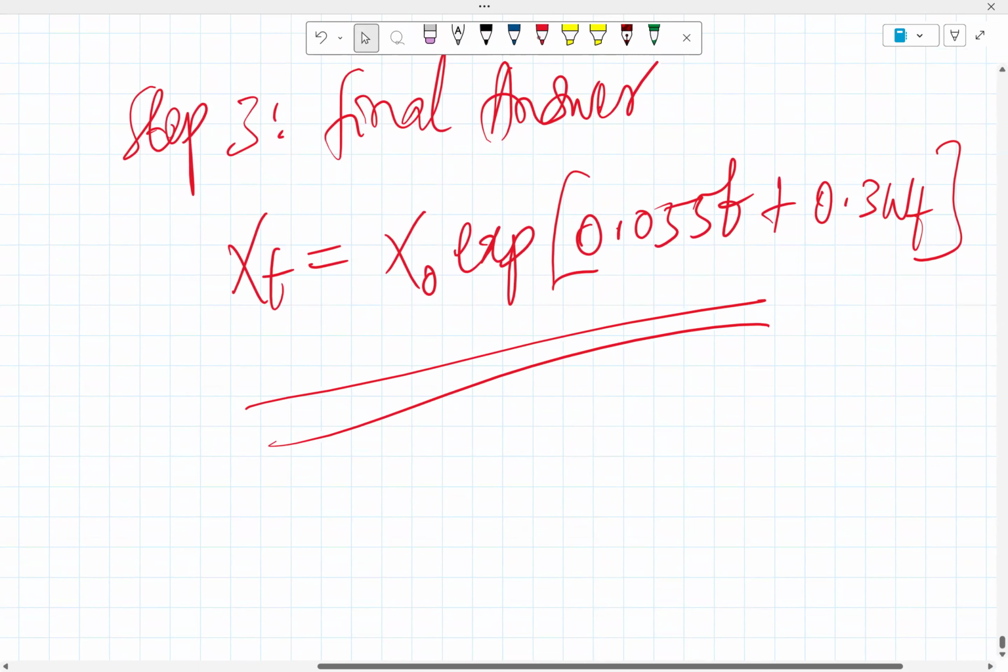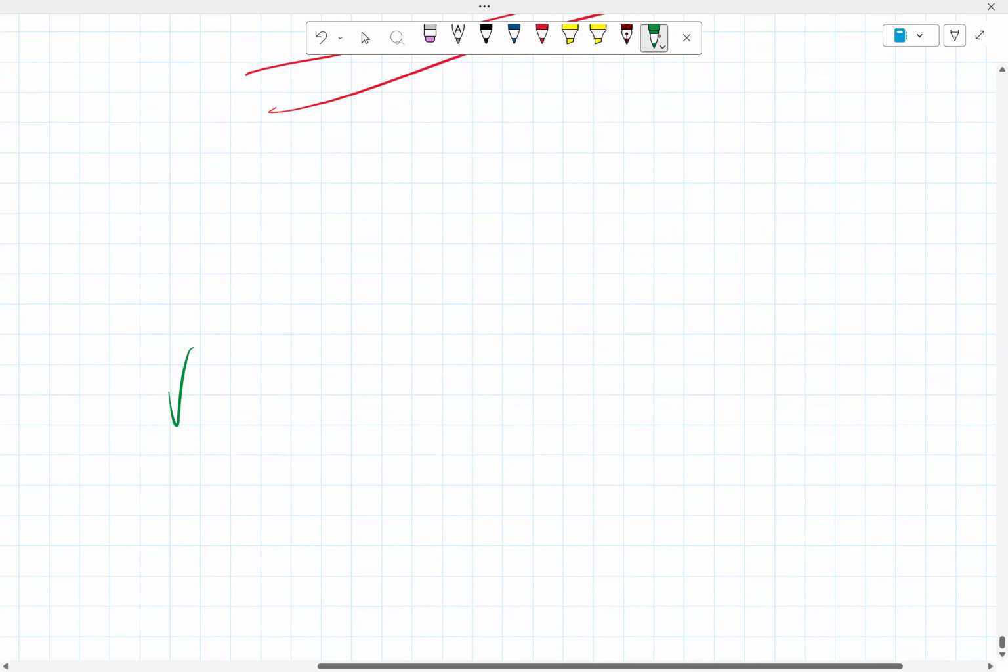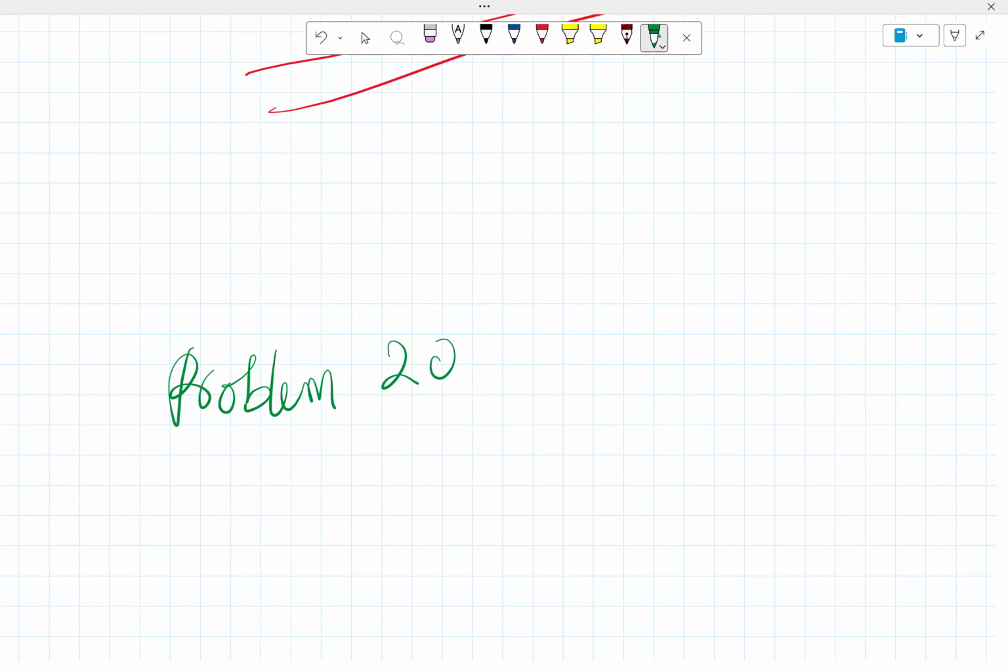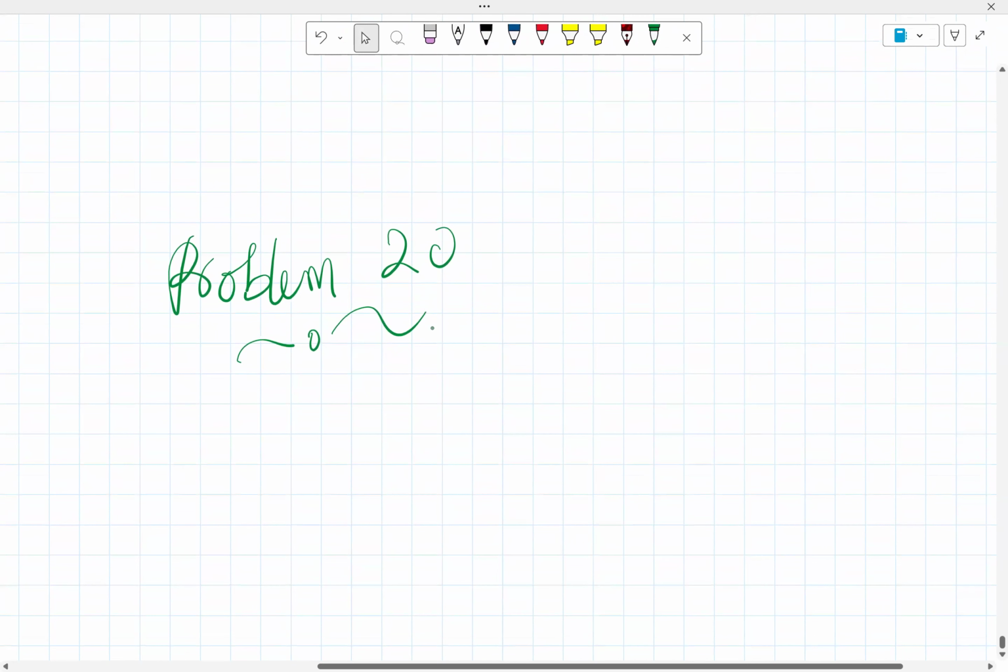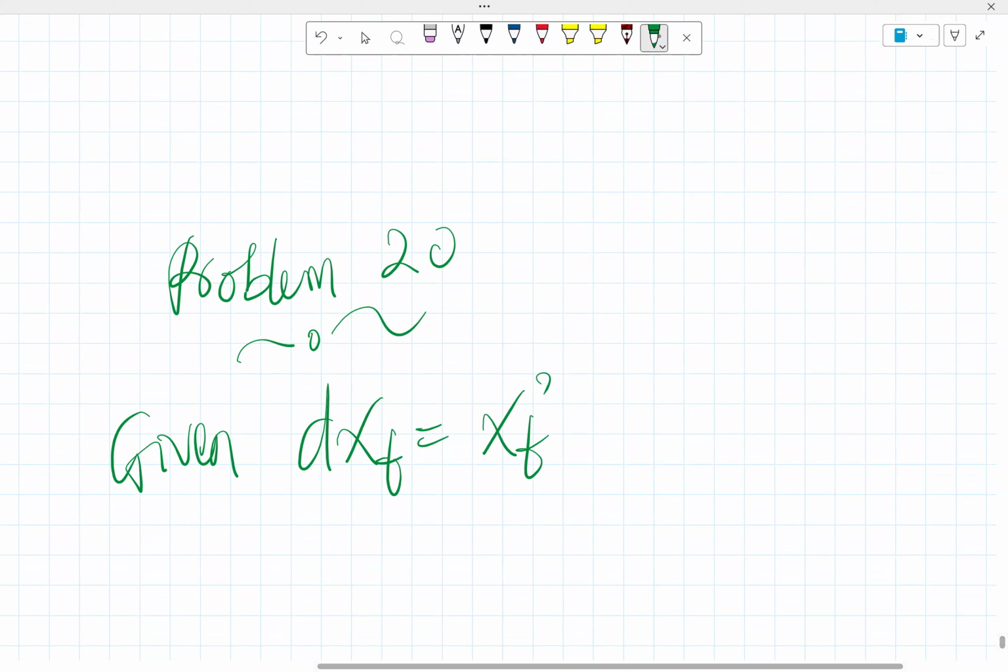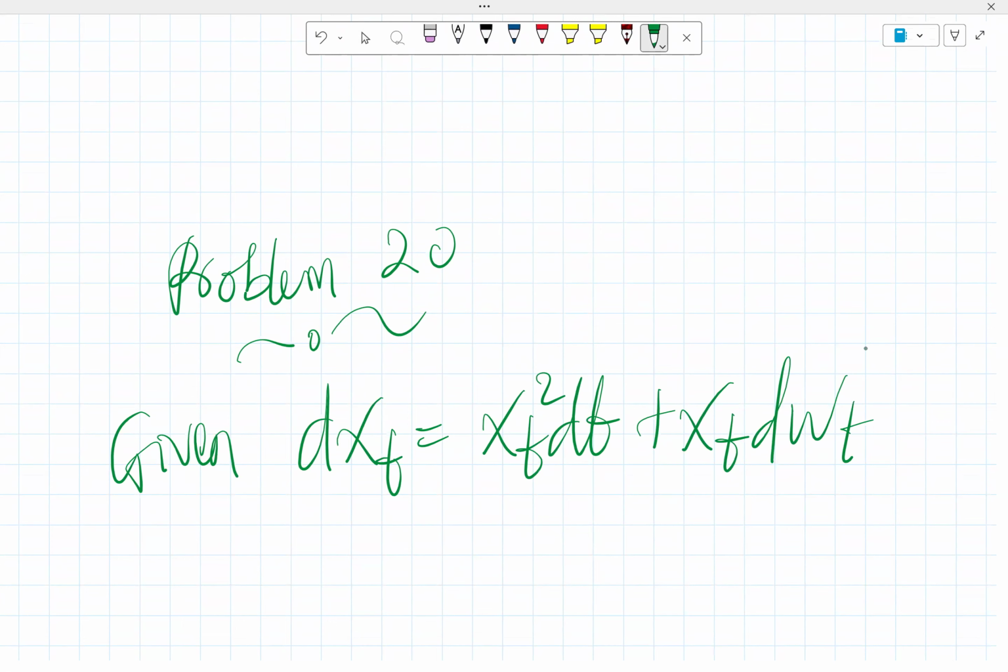So we then move on to question 20. For question 20 now, that's problem 20. We are given dx sub t equals x sub t squared dt plus x sub t dw sub t.